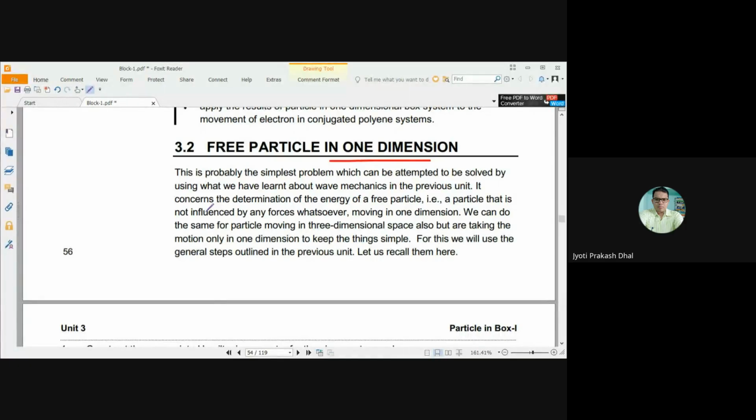particles. So here we will discuss the determination of energy of the free particle which is traveling in one dimension without any obstacle. That is a particle that is not influenced by any force moving in one dimension. We can do the same for a particle moving in three dimensions, and also for a particle moving in two dimensions.